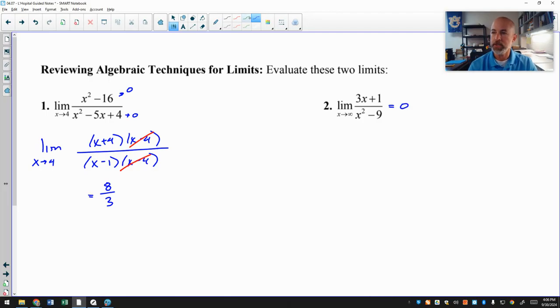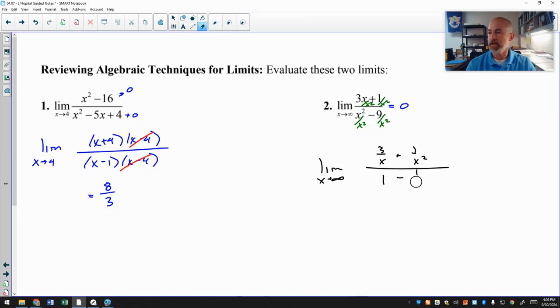The other trick, in order to work that out a little bit more mathematically, would be to divide every term by the highest power of x in the denominator. So I'm going to divide everything by x squared, and when I do that, I get the limit as x goes to infinity of 3x over x squared is 3 over x, x squared over x squared is 1, and 9 over x squared is 9 over x squared.